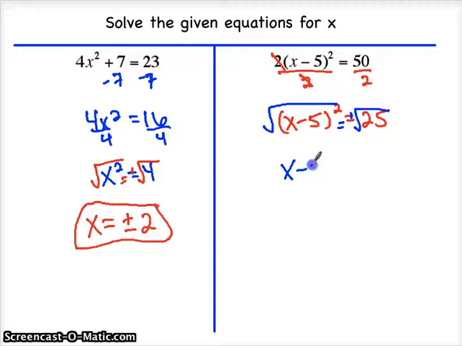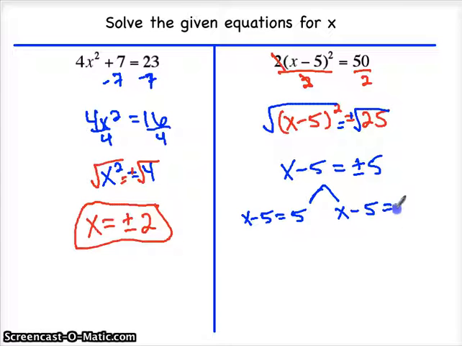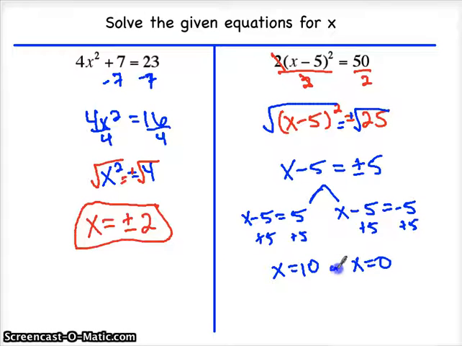So this becomes x minus 5. And on the right side, you have plus or minus 5. Now this is a great time to go ahead and split it into two equations, because x minus 5 could be equal to positive 5, or x minus 5 could equal negative 5. And when we add 5 to all sides here, adding 5 on this side means we get 10, but adding 5 in this equation actually means we get 0. And our two answers would be 10 and 0.